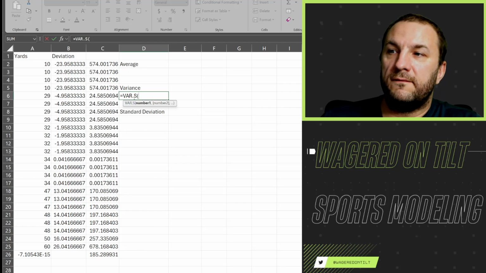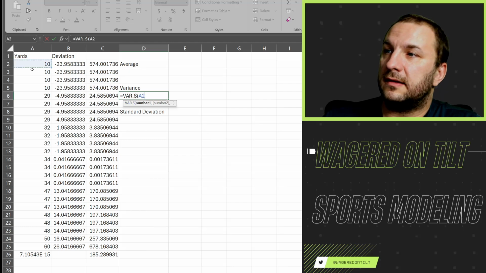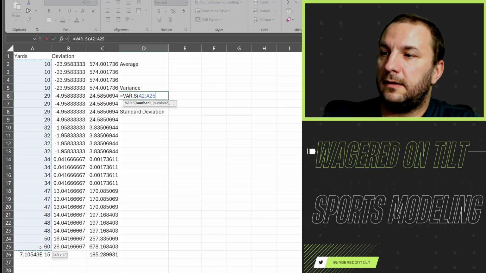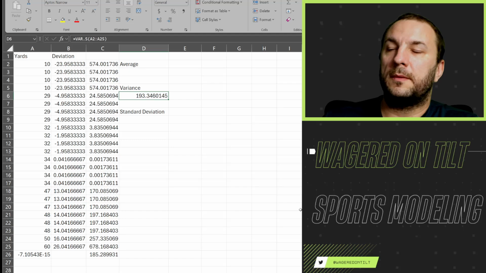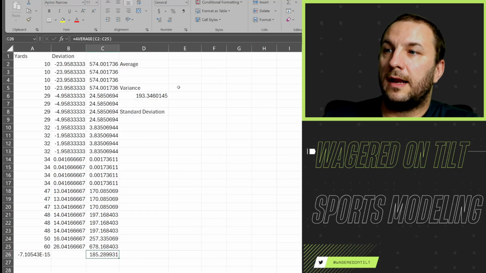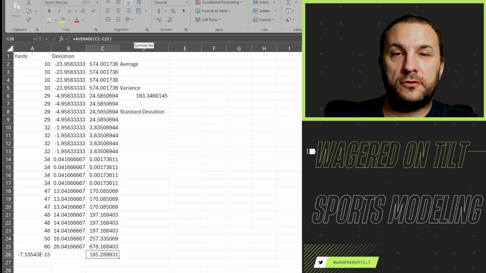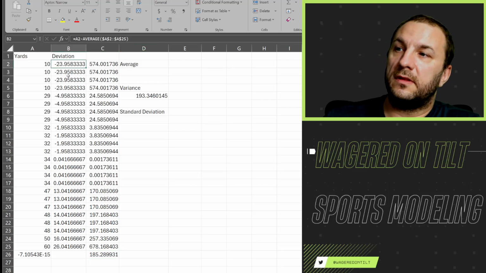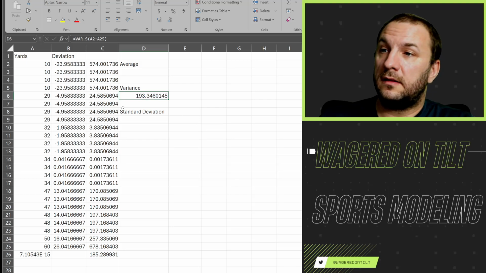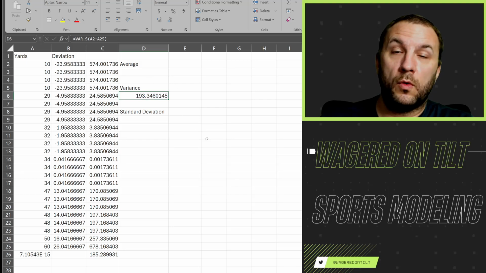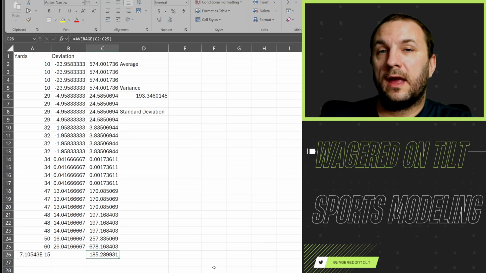So you're going to say var.s, and then you're going to select your actual data set. And then we're going to see what that comes up with. Now that comes up with 193.34 versus our 185.28. So the reason for this is most likely going to be rounding error. So as you can see, this number here, 193.34, is different than what we have down here.